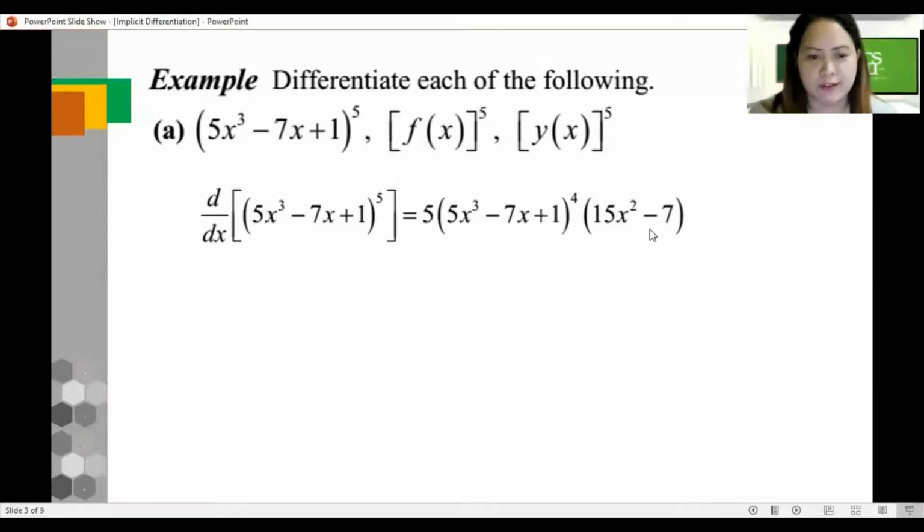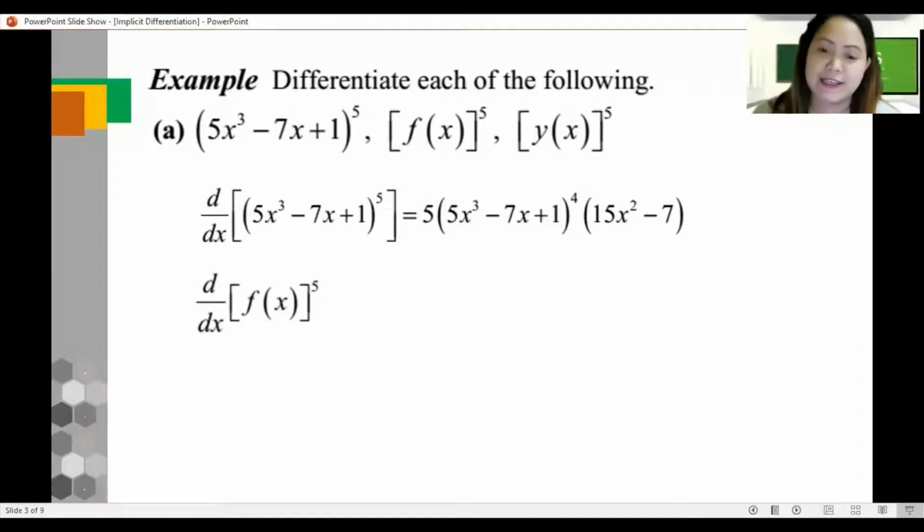Are we done? Yes. That is the derivative of 5x cubed minus 7x plus 1 to the power of 5 with respect to x. Let's have the derivative of f of x to the power of 5 with respect to x. So what do we have? We say 5, and then we copy f of x to the power of 4.